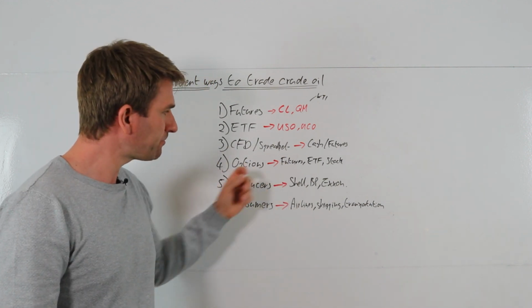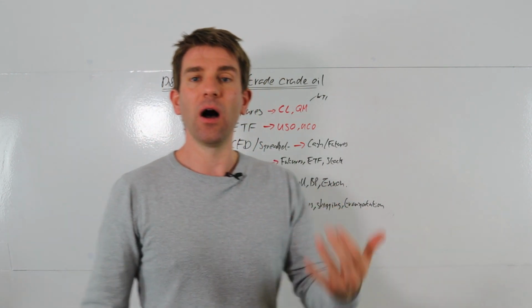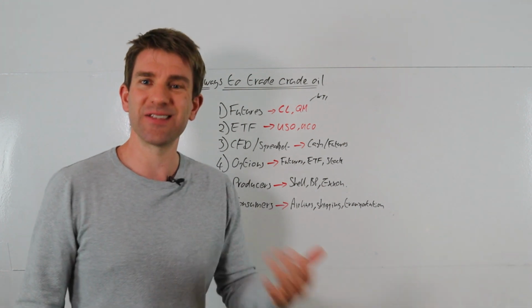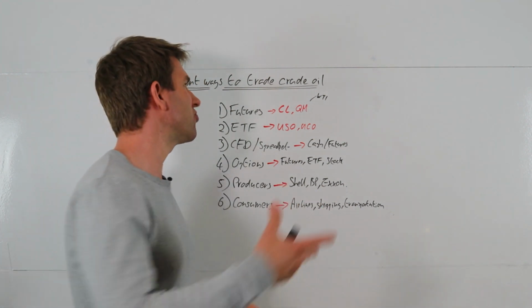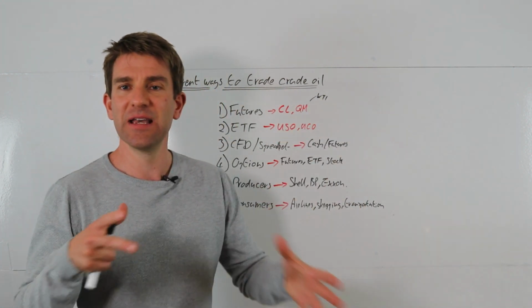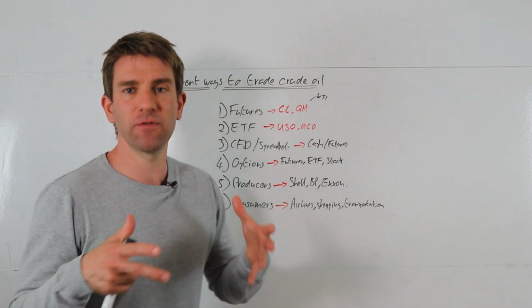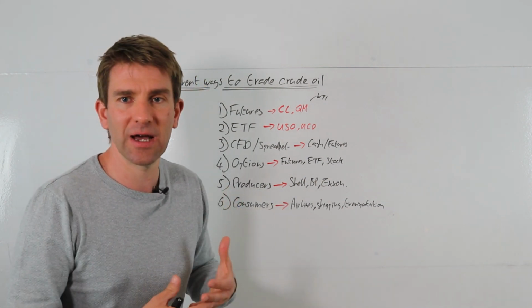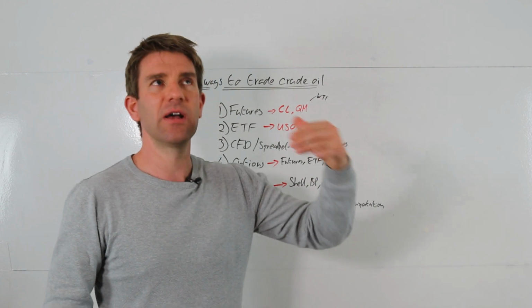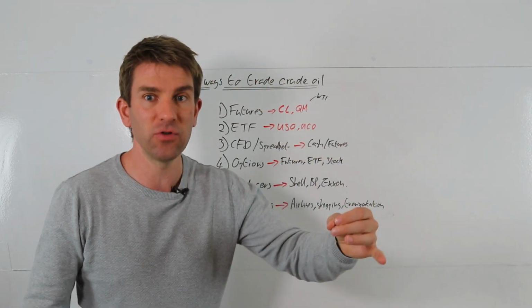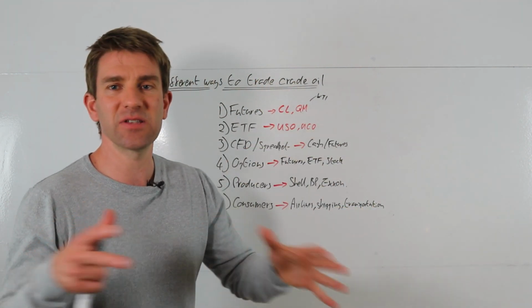Now, options. You can trade options either on the futures contract itself, which can be a bit tricky because of the expiries, and I would say it's not something for a beginner trader to look at, because you're trading an option on a futures contract, so you've got an option expiry and a futures expiry. There's lots of things that go into that.